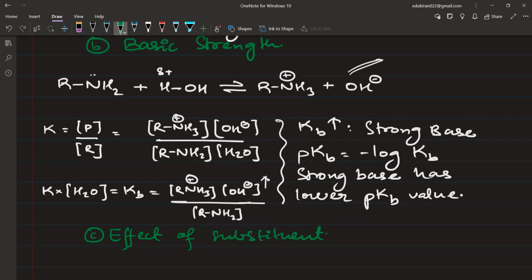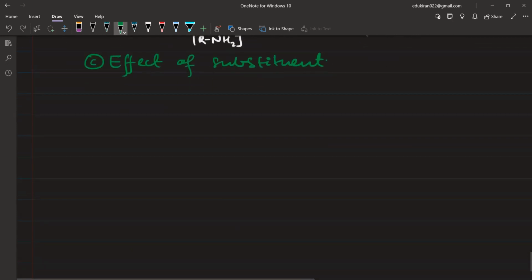Effect of substituent. Done. Effect of substituent. Now we'll compare here. If I have ammonia, okay? So whether you have ammonia or amines here, all of these are what? All of these are bases because they have a lone pair of electrons on the nitrogen atom.